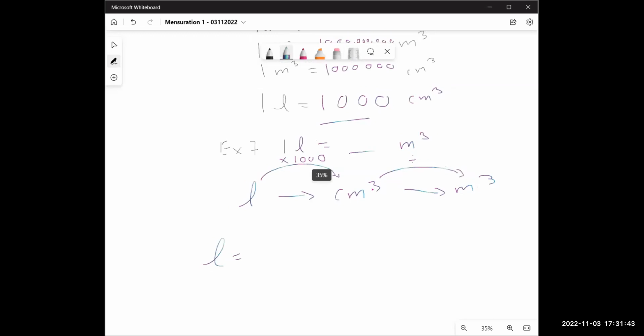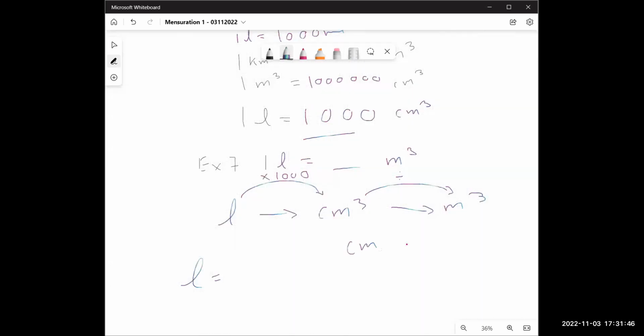Okay. So cm cube. How many cm is 1 meter? 100. So what are we going to divide with? How many cm cube is 1 meter cube? 100 cube. So I divide with 100 cube. What is 100 cube? Let's just write it here. 1 meter cube is 1 million cm cube. So we divide with 1 million.